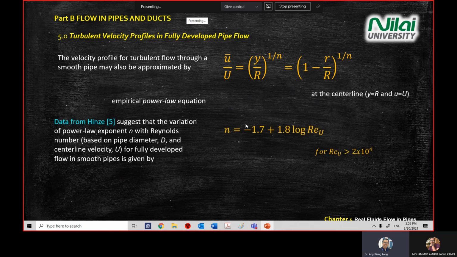The rest you can read from the slides here. The n here, again, is determined through experiment. From Hinze's experiment, it was found that n equals minus 1.7 plus 1.8 log Reynolds number. All right. So this is according to Hinze's experiment.